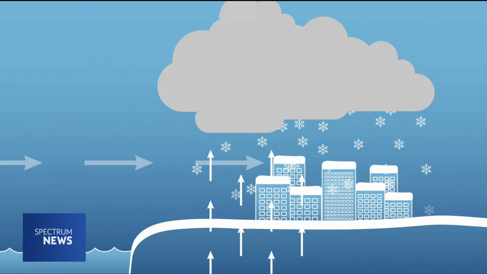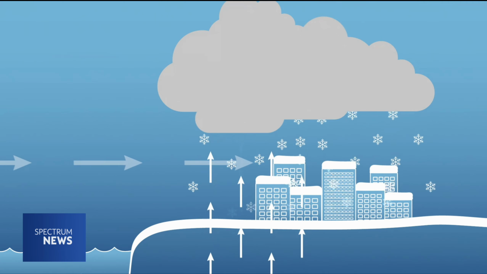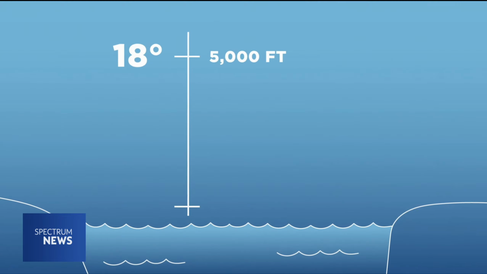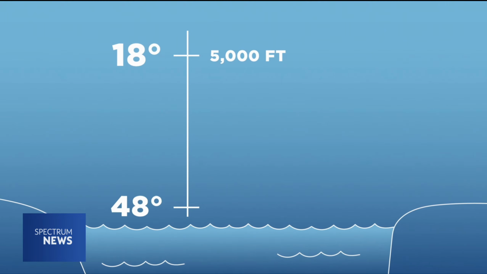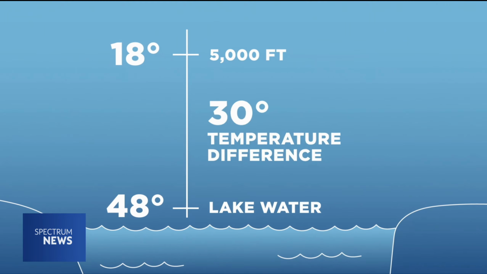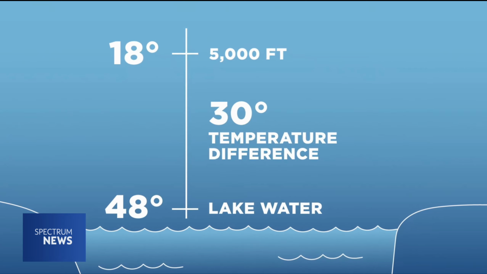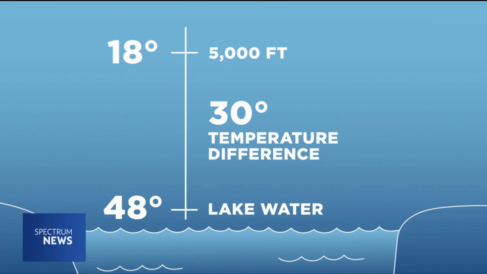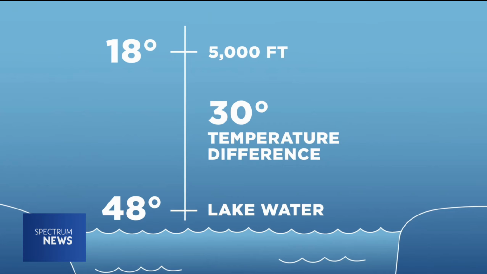Here's a rule of thumb meteorologists use when forecasting lake effect snow. The temperature of the air at about 5,000 feet must be at least 25 degrees Fahrenheit colder than the lake water temperature. If not, clouds may not have enough time to absorb the heat and the moisture from the lake.